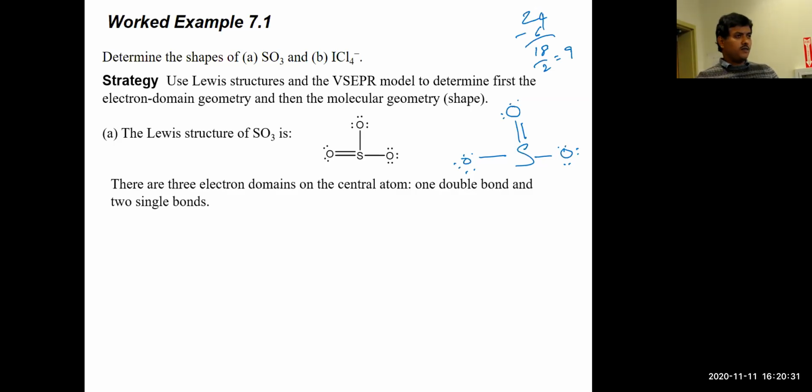All right. So if you check the formal charges, it should be overall neutral. I see 2 oxygens with single bonds each having a -1 charge, but sulfur has a +2 charge. Overall the molecule is neutral. So it's a correct structure.